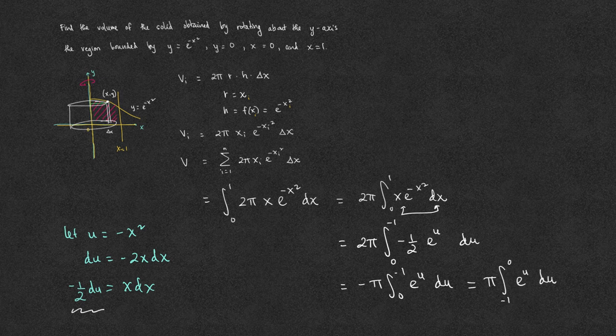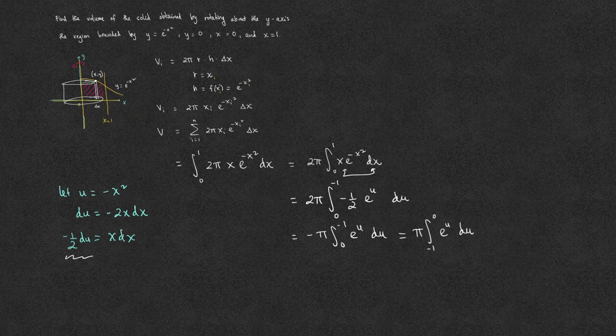The antiderivative of e to the u is simply e to the u, so we obtain pi e to the u and evaluate at negative 1 and 0. Plugging in 0, we have pi e to the 0. Plugging in negative 1, we have pi e to the negative 1. So the exact volume is pi times the quantity 1 minus 1 over e.